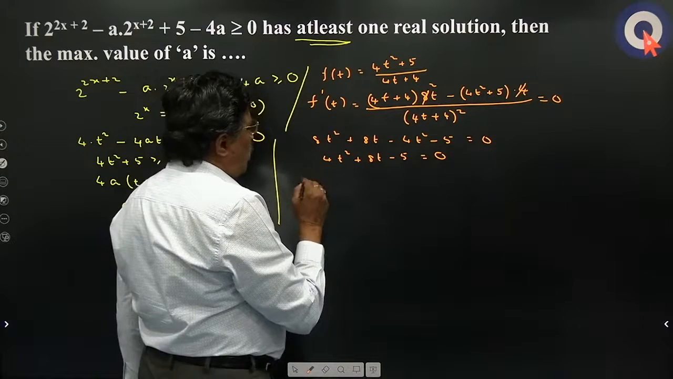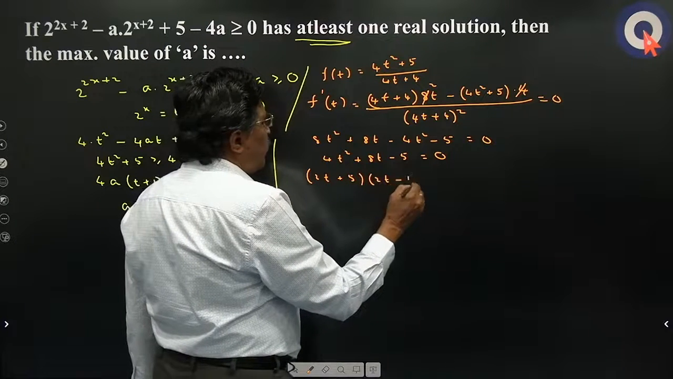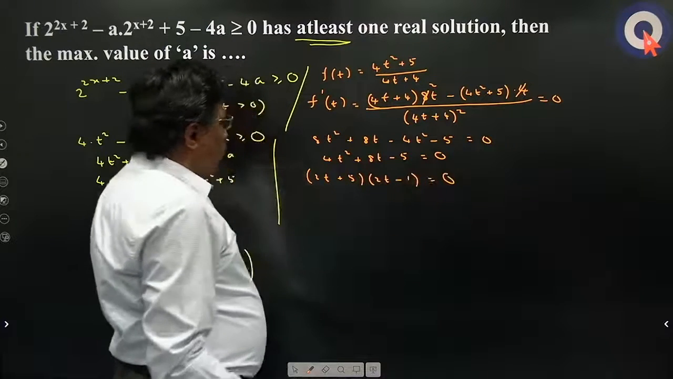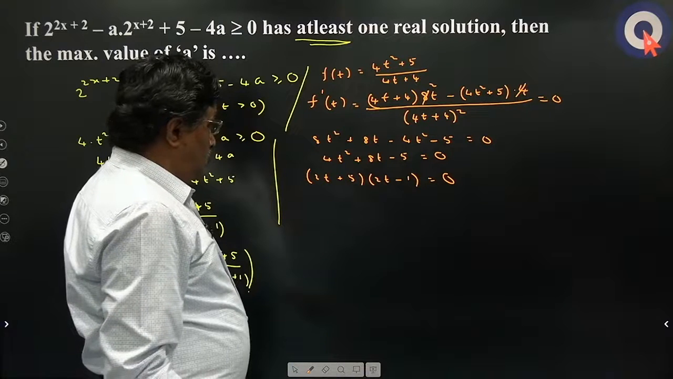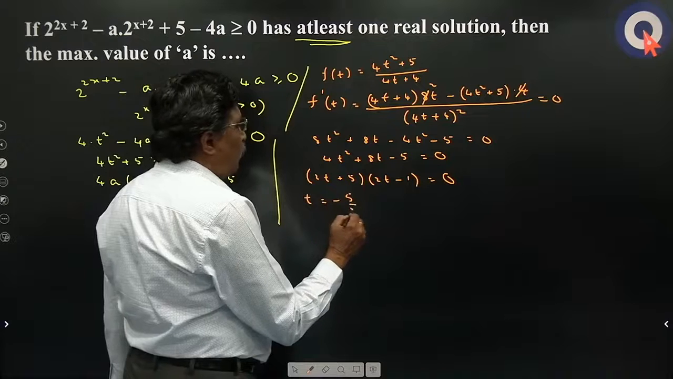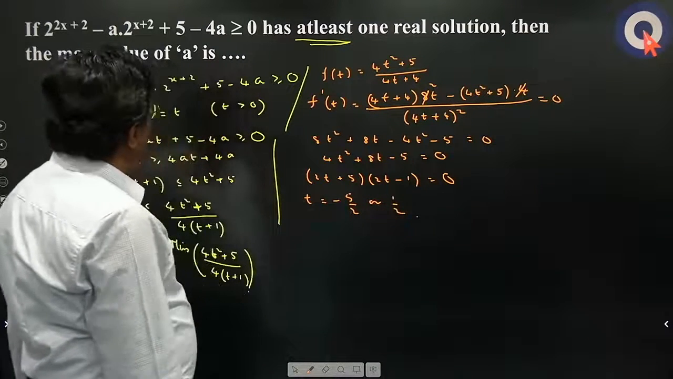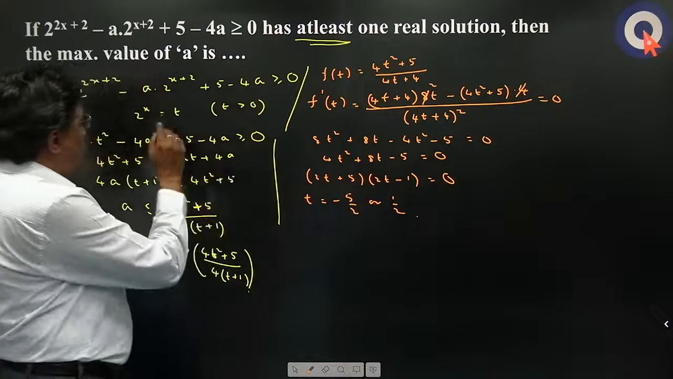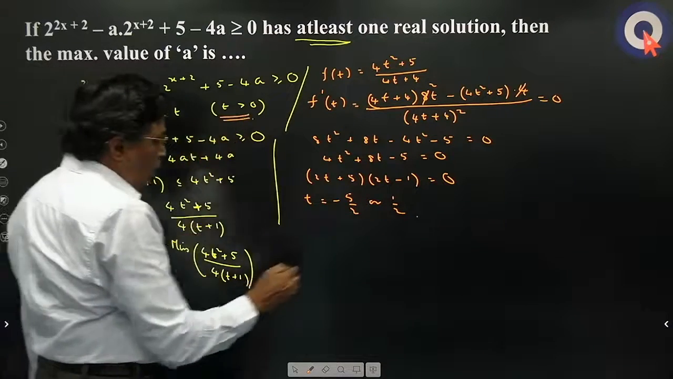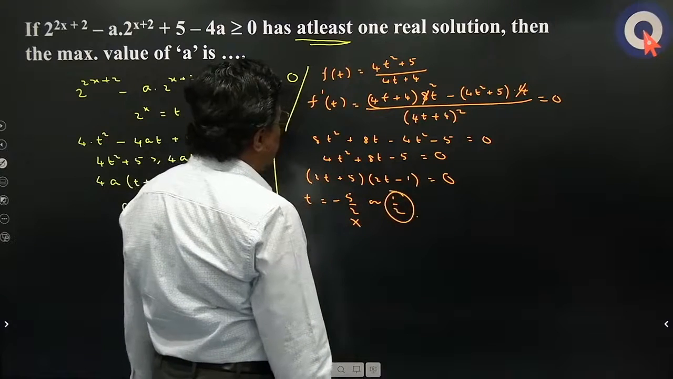So, (2t + 5)(2t - 1) = 0, right? So, t = -5/2 or 1/2. These are the two values, right? But then t cannot be negative because we said t is greater than or equal to 0. So, this is an extraneous value. So, t = 1/2 is the only value.